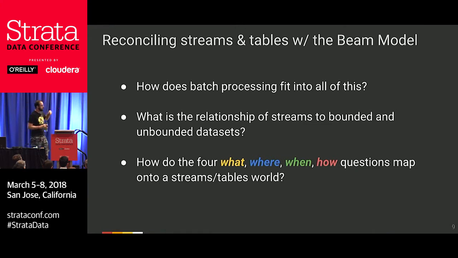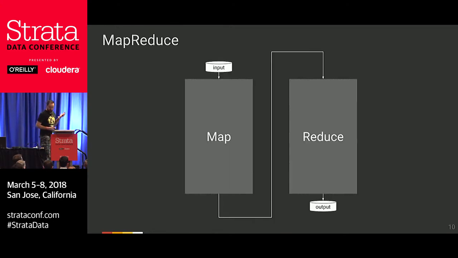And after we understand that, it's worth understanding how those 4 questions, and the way that Beam and others address them, map onto a streams and tables world. To start out, we'll try to answer the first 2 questions, and we're going to do so by analyzing the classic batch processing paradigm, MapReduce. I imagine most of you are familiar with MapReduce in this room. Is this a fair statement?